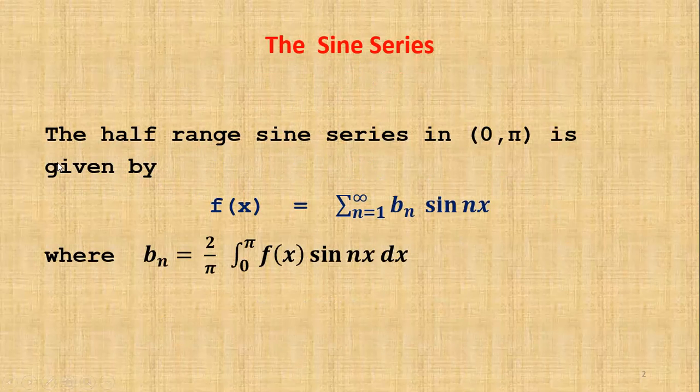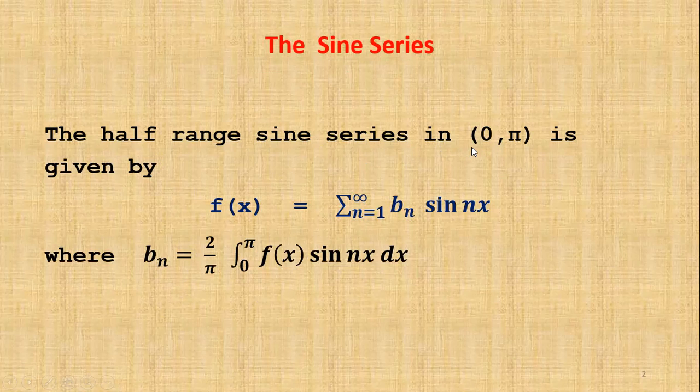Okay, first one. The half range sine series in 0, pi is given by f of x is equal to summation n is equal to 1 to infinity bn into sin nx, where bn is equal to 2 by pi into integral 0 to pi f of x into sin nx dx. Okay, this is the half range sine series in 0, pi.